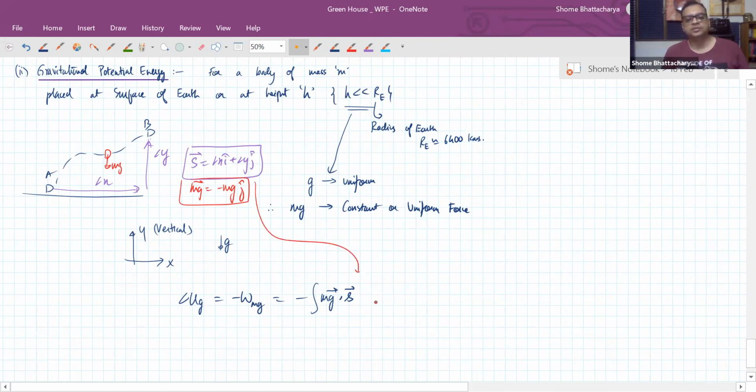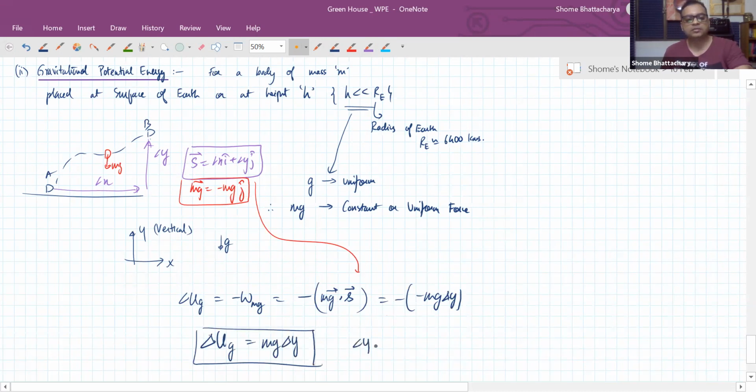So from this we will see that this becomes minus of minus mg delta y. Sorry, there's no integration here. It's a direct, my mistake. It's a work done by a constant force, no? So it's F dot S. So it is minus of mg dot S. So that will become minus of minus mg delta y. So change in gravitational potential energy will become mg delta y, where delta y is the vertical component of displacement.